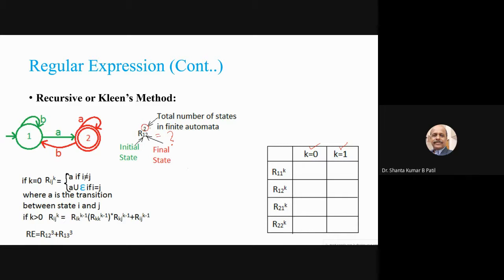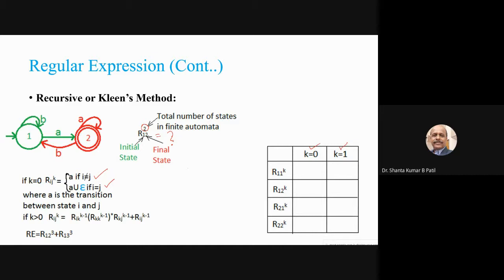If the power is 3, the columns will be k is equal to 0, k is equal to 1, and k is equal to 2. Okay, so here the power is 2. Those are the only two columns we need to find out with respect to all the regular expressions related to this finite automata. For the first column, when k is equal to 0, these two equations are used.